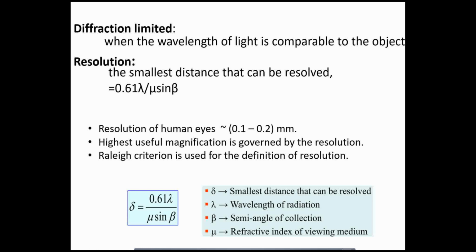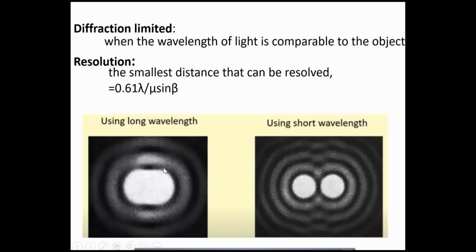Whenever particles are nearly placed, you cannot resolve them if you are using a wavelength which is more than the distance between them. If you have a shorter wavelength, you can then resolve them. So if you want to see some small object, say lattice fringes, interplanar distances, or atomic positions, then you must have incident radiation comparable to that particular distance. Only then can you see.